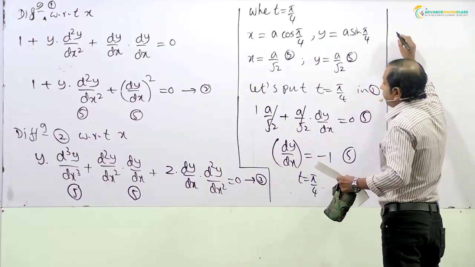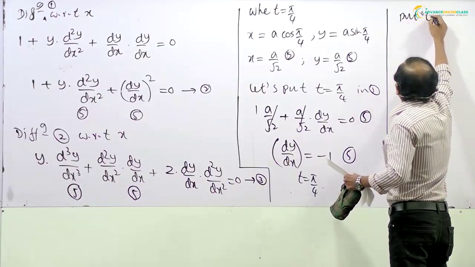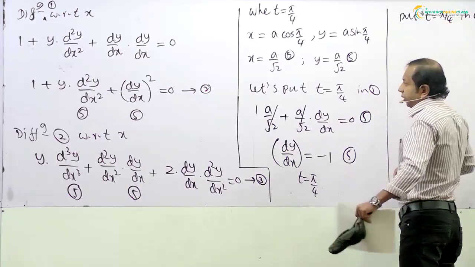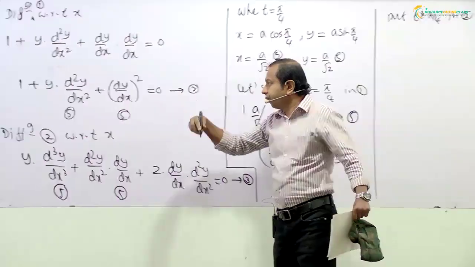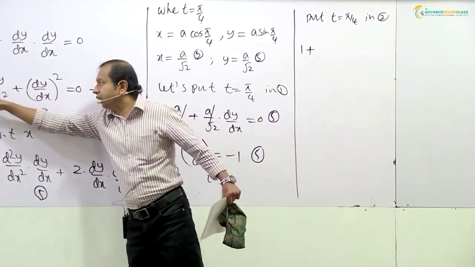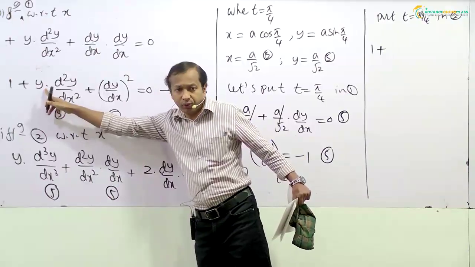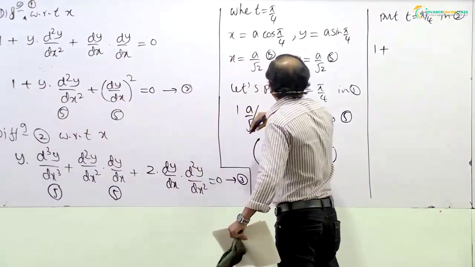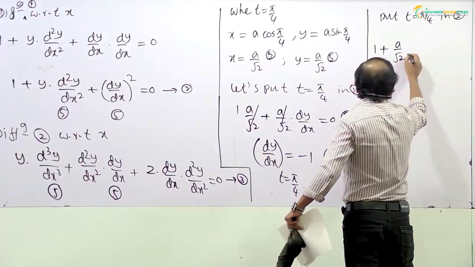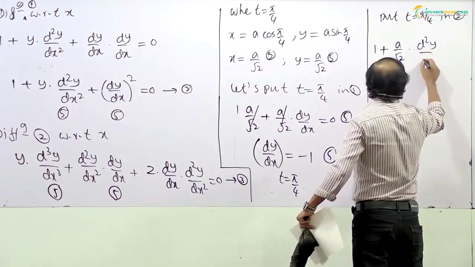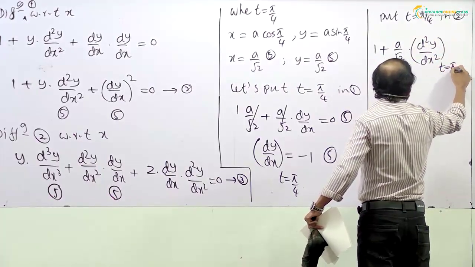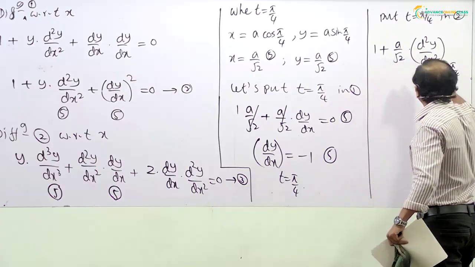Right. Next one. Put t equals pi by 4 in number 2. Then what do you get? What is y when x equals t equals pi by 4? a over root 2, right? Substitute for y, a over root 2. The second derivative value there, you must write here, t equals pi by 4, right?